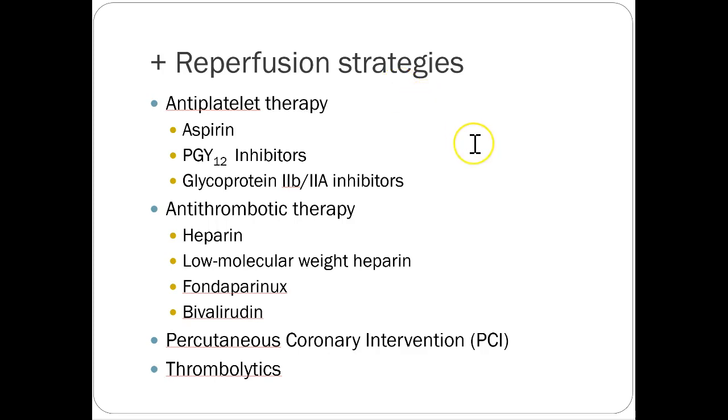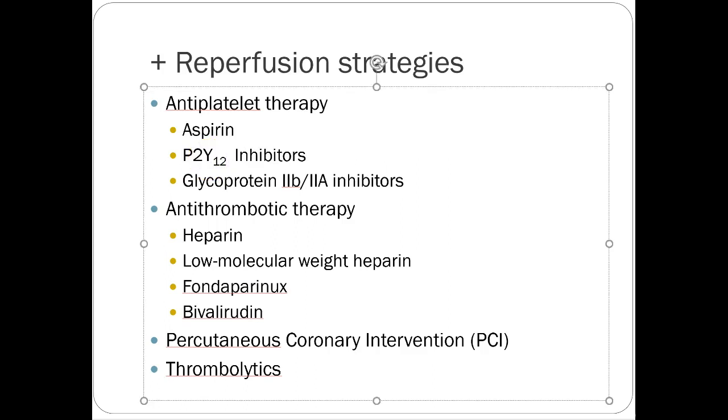So we're looking at antiplatelet therapy. The person needs aspirin, and they need a P2Y12 inhibitor, and a glycoprotein 2B3A inhibitor. Those are the different antiplatelet options you have.